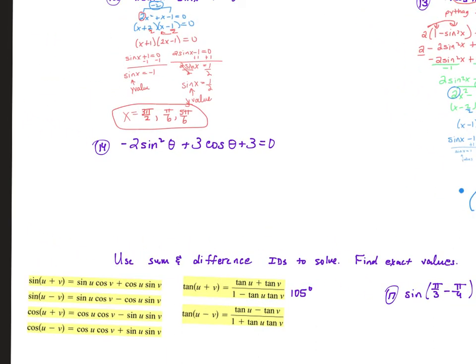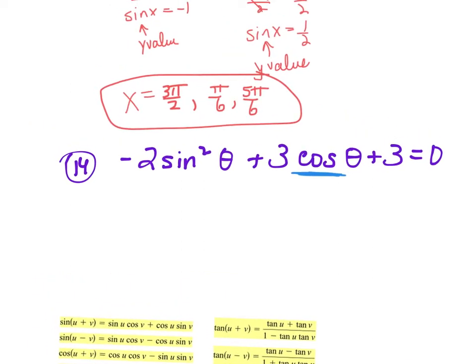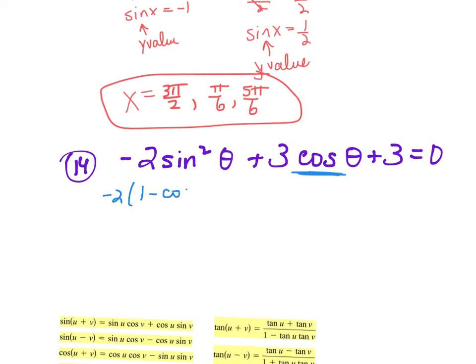All right, moving along to this last one. Again, we have a quadratic. I have a trig function squared, and I have one that is to the first power, but they're different. So like I said before, guys, let's look at that middle function, and let's convert everything to that middle function. So we're going to use our Pythagorean identity. I can replace sine squared with 1 minus cosine squared, so this would be -2 times (1 minus cosine squared theta), plus 3 cosine of theta, plus 3 equals 0.